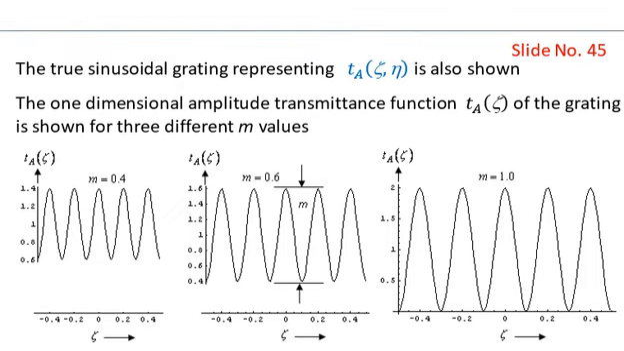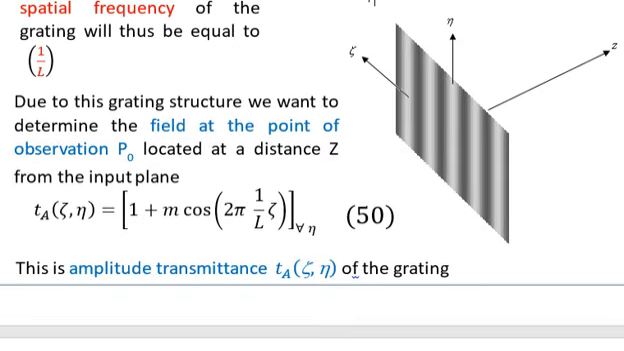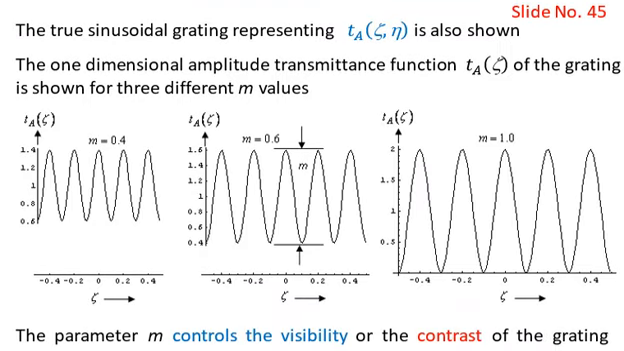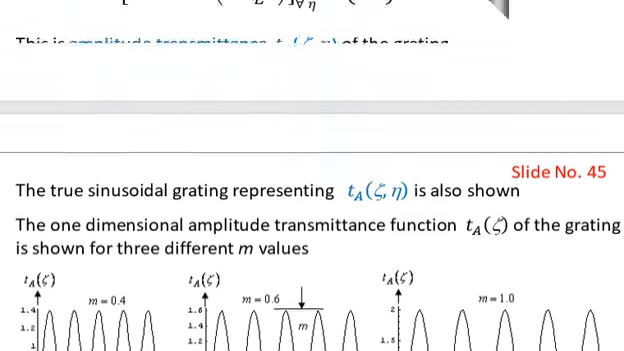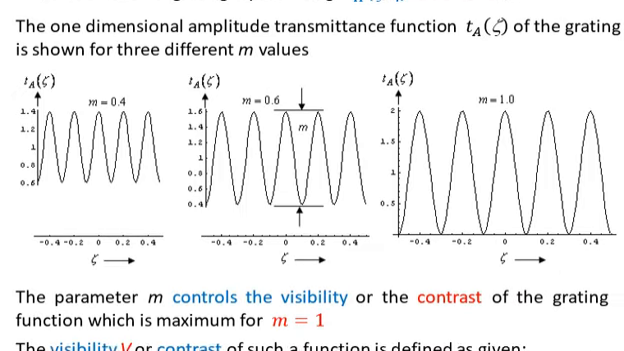The true sinusoidal grating representing Ta of zeta eta is also shown. So this is the true representation of the grating. The one-dimensional amplitude transmittance function Ta of zeta of the grating is shown for 3 different values of m. So we are taking the one dimensional version of this quantity. The subscript shows that it runs for all values of eta. So removing that, this is the one dimensional profile, and we are plotting it in this figure.